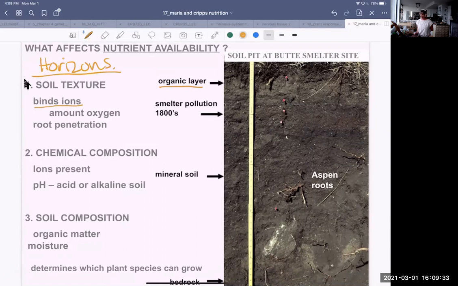What's important is how the soil binds ions, how much oxygen is available, and how far the roots can penetrate into the soil. And sometimes you can tell other things, like there was a smelter for steel, I would imagine, and that's pollution or mine tailings or something like that in the 1800s. You can test the chemical composition, which ions are present. Also, very importantly, of course, if it's an acid soil or an alkaline soil. So that will determine what can grow there. Why is that?